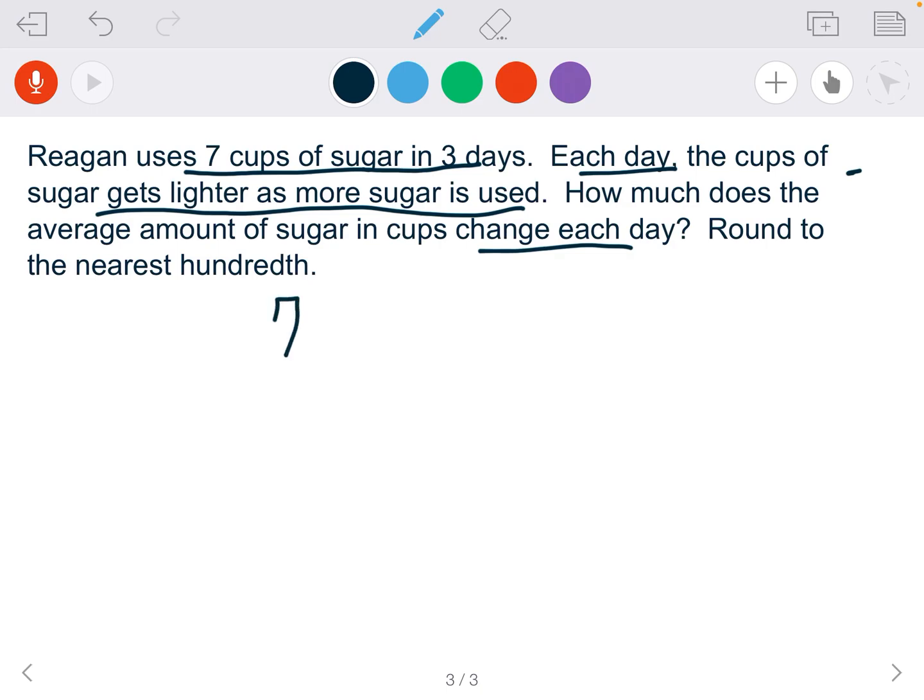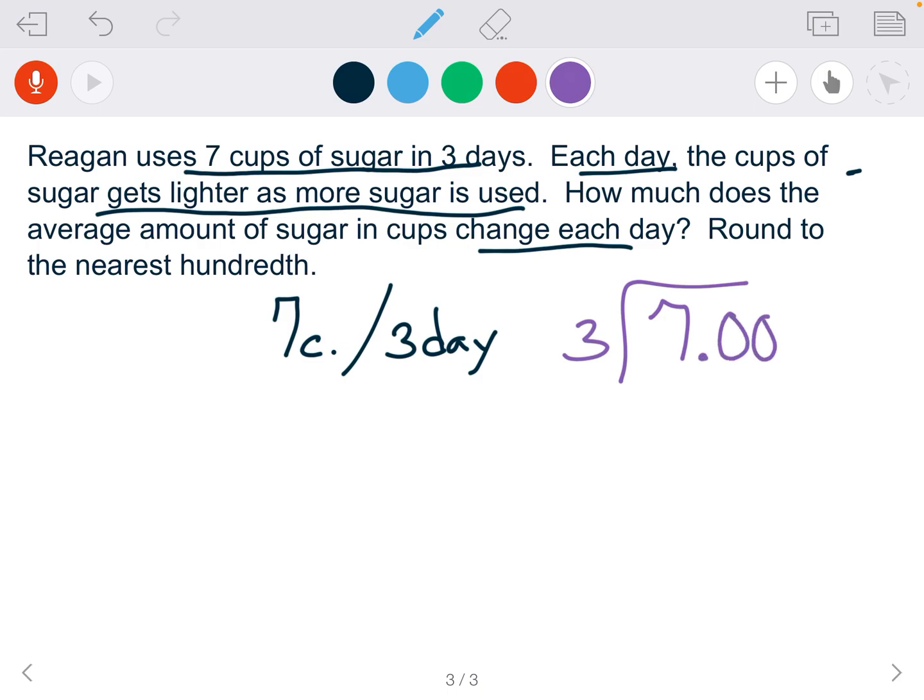So it's getting lighter, so I'm going to have 7 cups, and I'm going to divide it by 3 days, and it's going to be a negative. I'm just going to wait and put the negative at the end because I know it's getting lighter each day. So I take my 7 and I divide it by my 3. Hang on a second. I'm rounding to the nearest hundredth, so I know I'm going to have to go at least 3 places here.